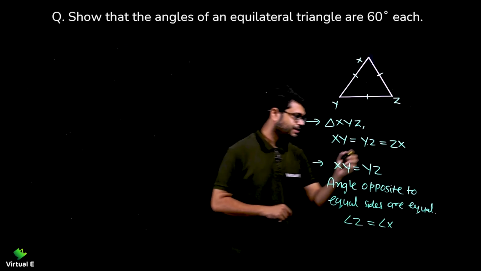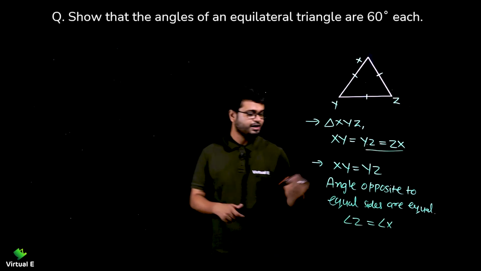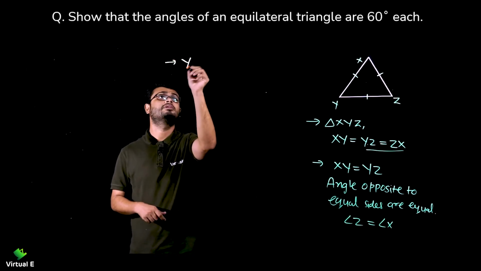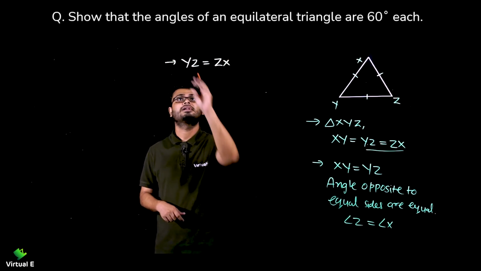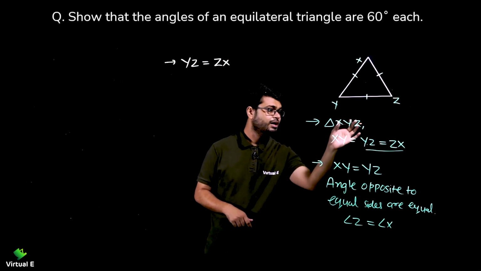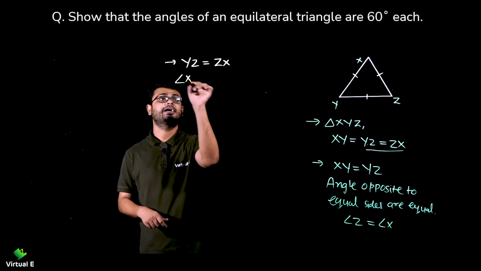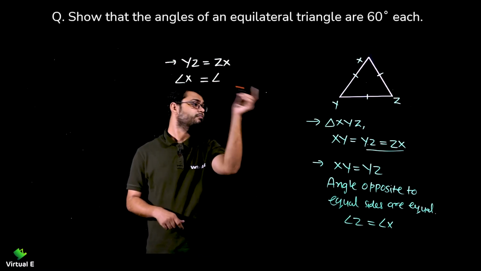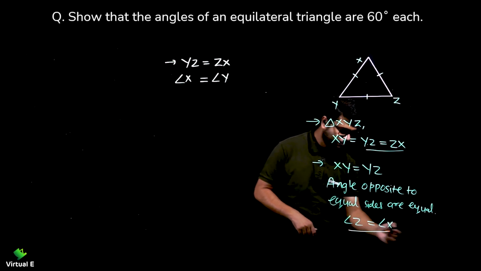Now let's take the remaining two sides, and again the same theorem, right? I'm not going to repeat it one more time. So YZ is equal to ZX, right? Now YZ is there, so out of triangle XYZ, YZ is opposite to angle X. And ZX is there, so what is opposite? Angle Y. Right?